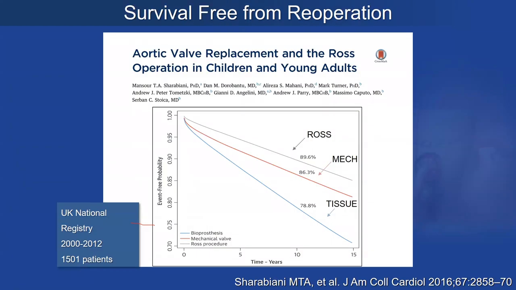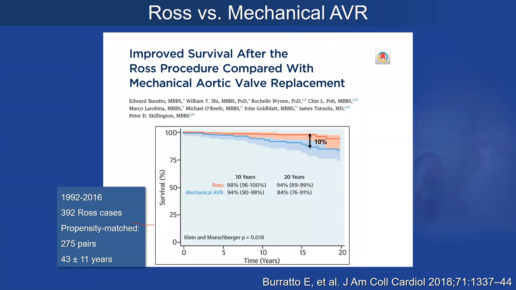This is another study from the UK using national registry data where they performed a propensity matched analysis with mechanical and tissue AVR. And again, survival free from reop is better in Ross patients, followed by mechanical, followed by tissue AVR. This is another comparative study from Australia. And I'm showing you these studies to show you that they really come from different geographies. It's not one country or continent. And they performed a propensity matched analysis. And at 20 years, there's a 10% survival difference between a Ross and a mechanical AVR.